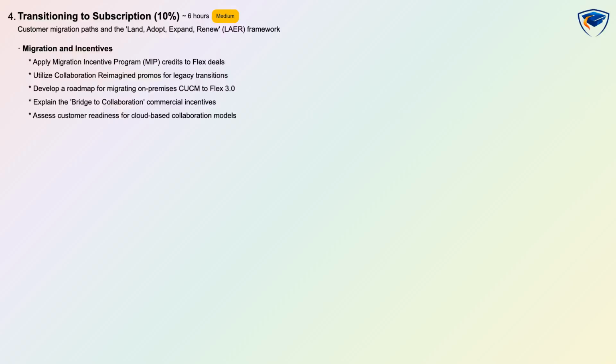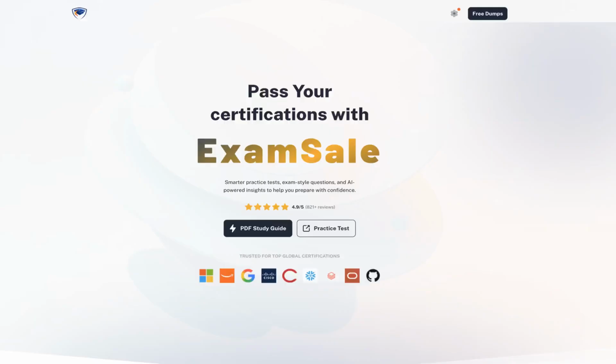existing subscriptions. Moving on to the third domain, the evolution of subscription, which carries 10% of the exam weightage. This domain focuses on market trends and the strategic shift from perpetual to recurring revenue models. You'll learn about subscription economy foundations, including market drivers for SaaS and cloud consumption, and compare CAPEX versus OPEX financial models for customers.